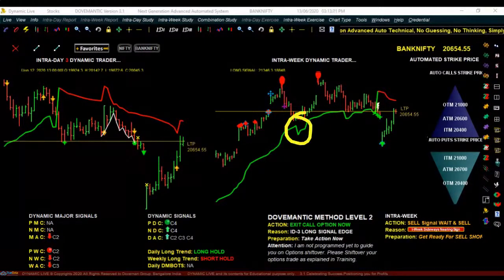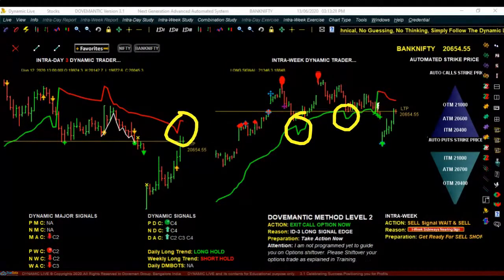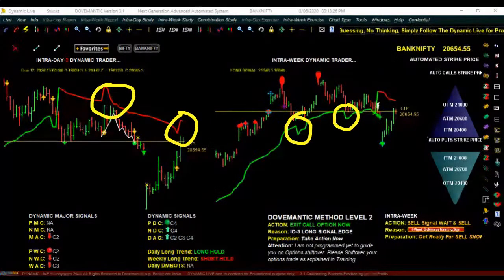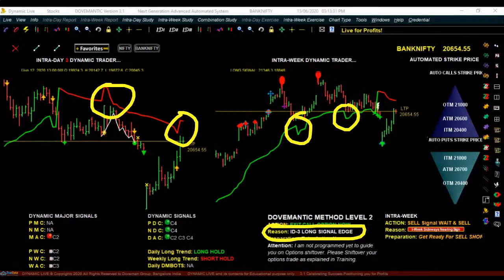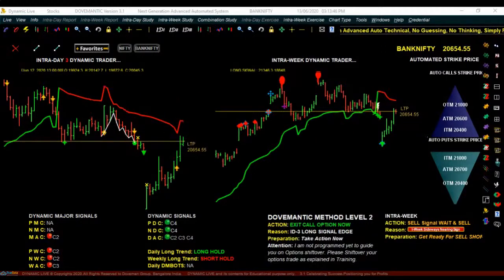Whenever the price touches the long signal or comes very close to the long signal, we call them the long signal edge points. Now, how to know whether it is a long signal edge point or not? Even for that, you can look at the reason here. It is very clearly written as ID3 long signal edge. So it is referring to the latest long signal edge point that we got yesterday. So these are the three things. Even the long signal edge point identifies the temporary price reversals.